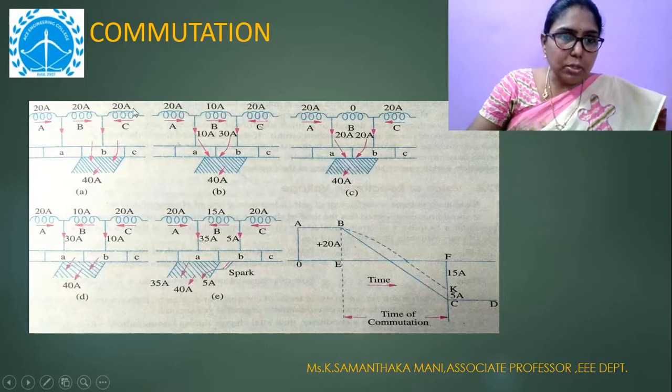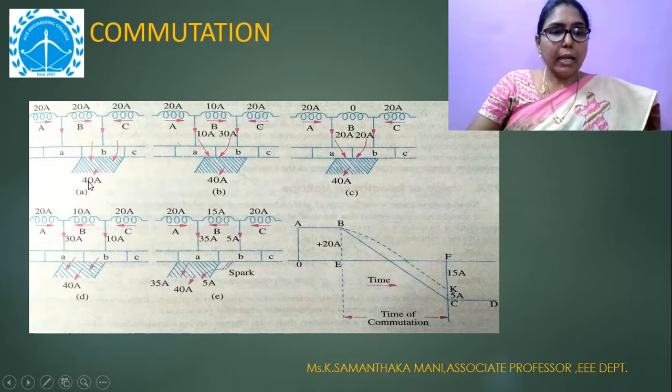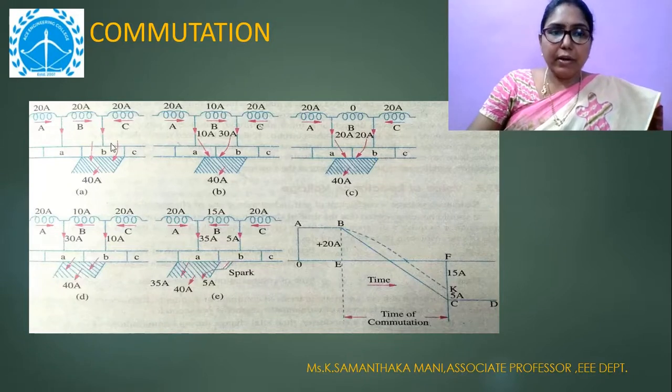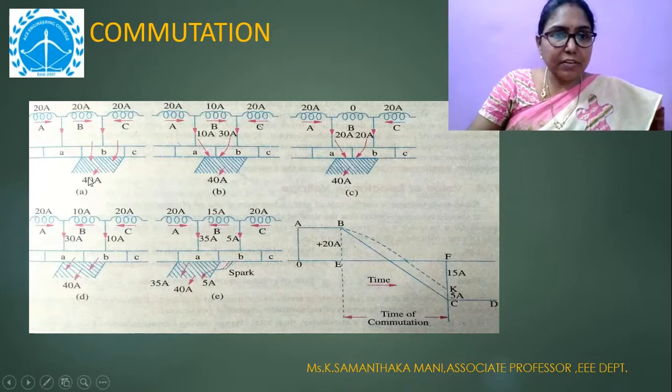Similarly, coil C is also supplying 20 amperes through this path, through the segment small b to the brush. So, it is supplying the 40 amperes current which is required for the brush here. Right. This is the first instant.